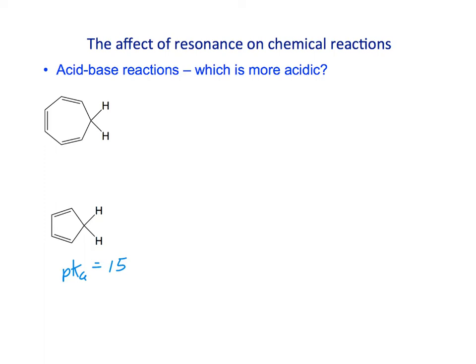I don't remember off the top of my head what the pKa of this top one is, but it's much higher, okay? They look almost the same, but this has a pKa that is much higher. So for some reason, even though these look the same, the conjugate base for this one must be much less stable. Okay, so let's draw out the conjugate bases, see if we can figure out why one has a very stable conjugate base, one doesn't.